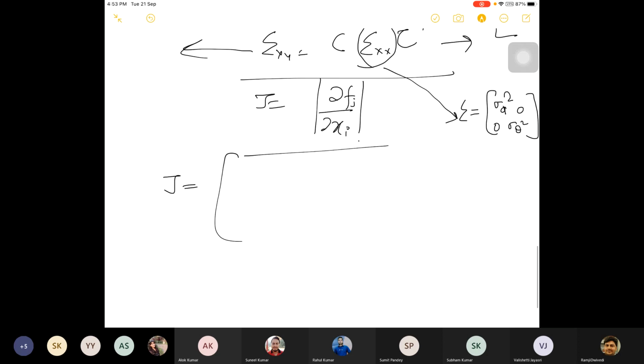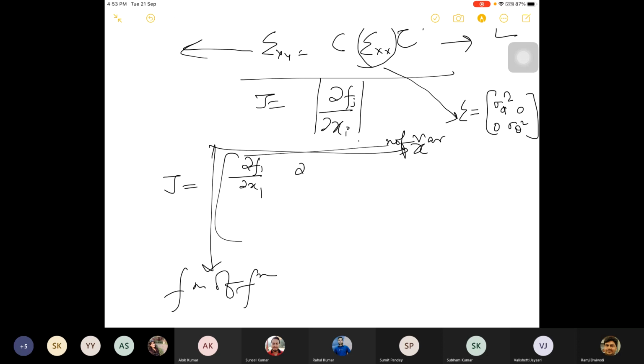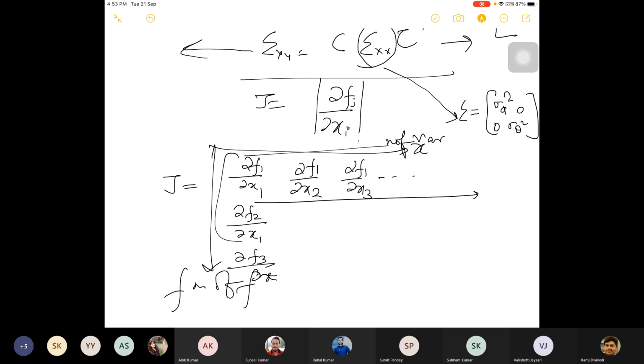Form your Jacobian. In this direction you have function, in this direction you go with the variable: number of variables, dimension, and here number of functions. So first del f1 by del x1, del f1 by del x2, del f1 by del x3. See, we are moving in terms of number of variables. Here, next line, del f2 by del x1, del f3 by del x1. So here we are moving in terms of function.